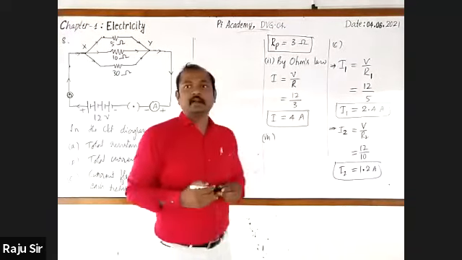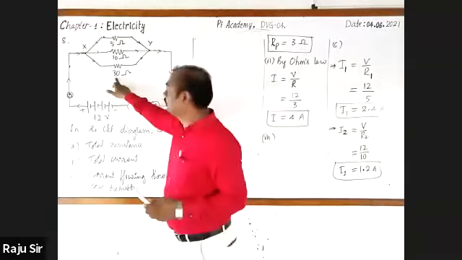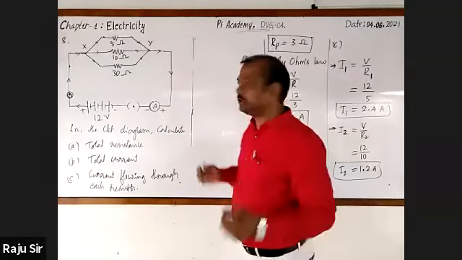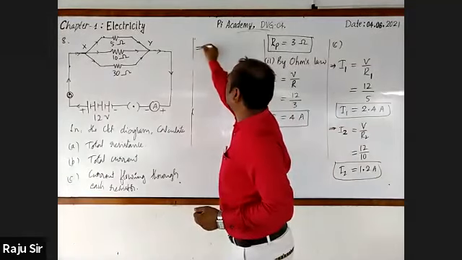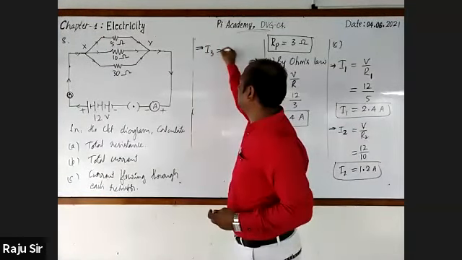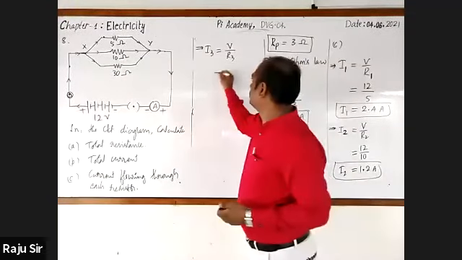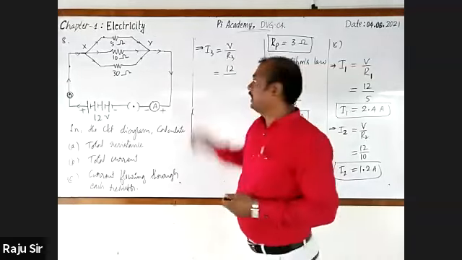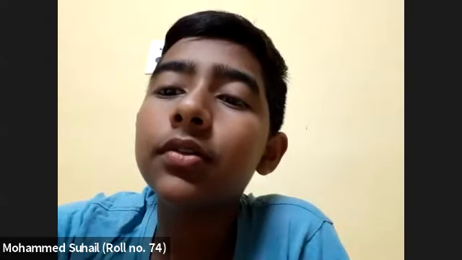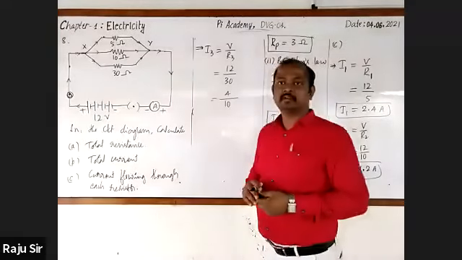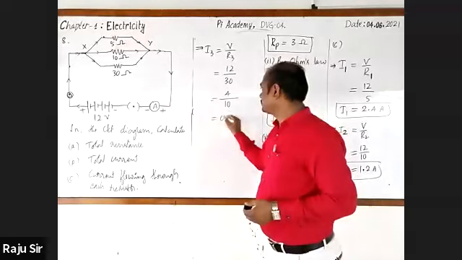Let's go for finding I3, that is current flowing through the 30 ohm. Go on calculating with me. Current flowing through the third resistor, that is I3, is equal to V by R3, where voltage is 12 volts and R3 is 30 ohm. It is equal to 0.4 amps.